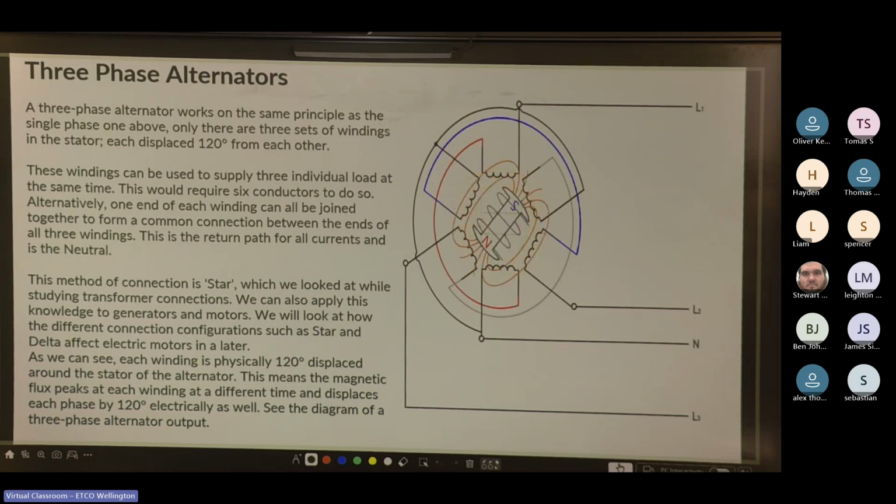So this method of connection is star, which we also looked at while we were studying transformers. We can also apply this knowledge to generators and motors. We'll look at how the different connection configurations such as star and delta affect electric motors later. But for now, we're just looking at the alternators. So as we can see, each winding is physically 120 degrees displaced around the stator of the alternator. This means the magnetic flux peaks in each winding at a different time and displaces each phase by 120 degrees electrically as well.